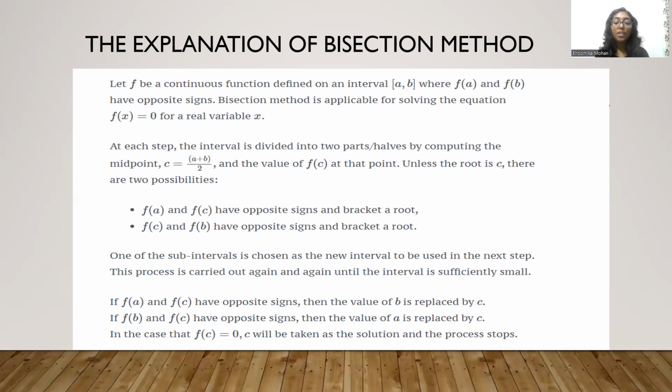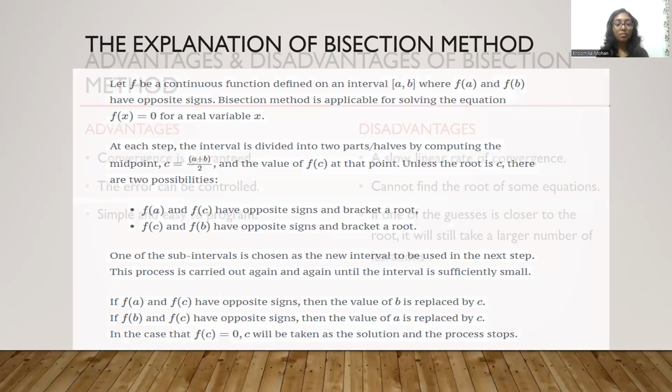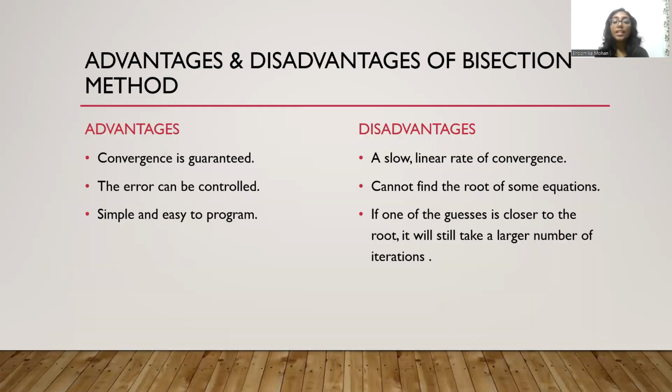If f of a and f of c have opposite signs, then the value of b is replaced by c. If f of b and f of c have opposite signs, then the value of a is replaced by c. In the case that f of c equal to 0, c will be taken as the solution and the process stops. Advantages and disadvantages of bisection method.